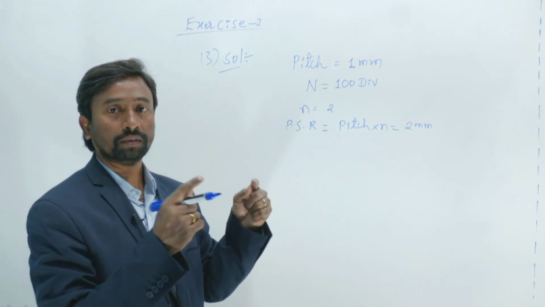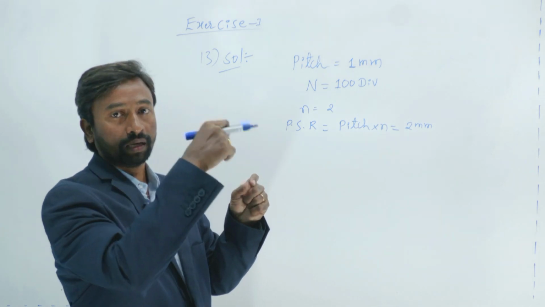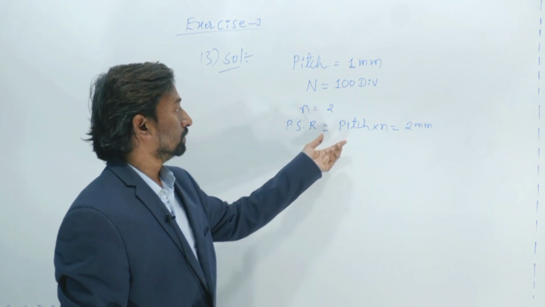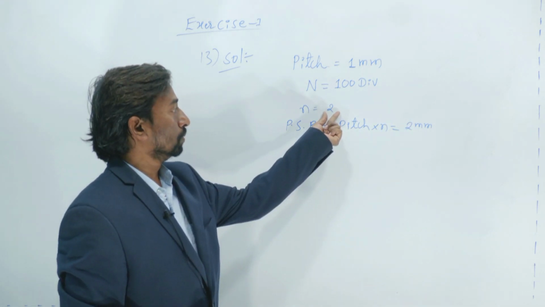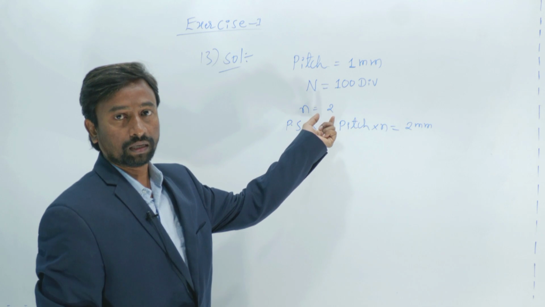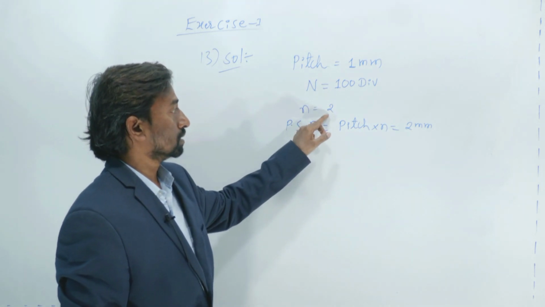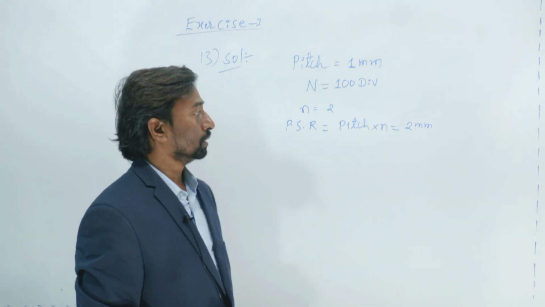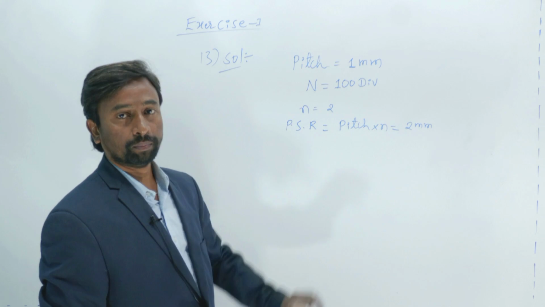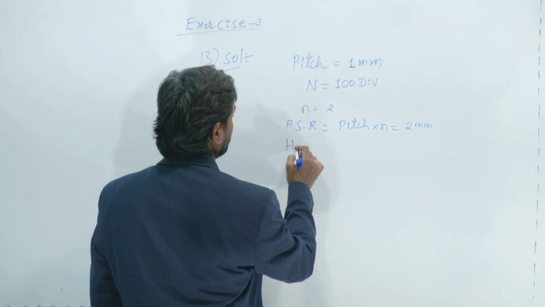If the two studs of the screw gauge coincide whenever the wire is placed in between the two studs, then here 2 mm. Two divisions are visible clearly, so 2 will be the PSR. With the value of 2 divisions it becomes 2 into 1 mm, 2 mm. That is the PSR. Now we will see the HSR.